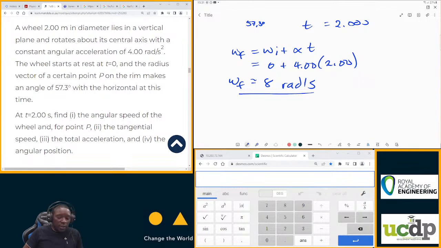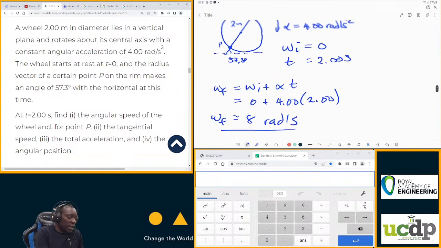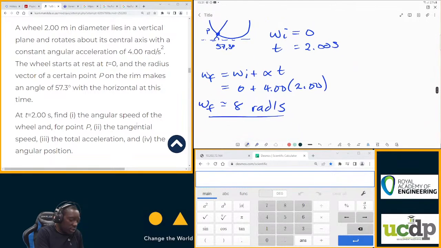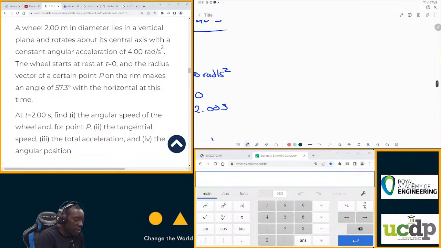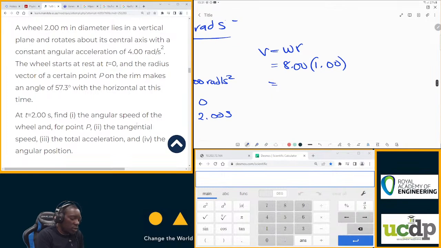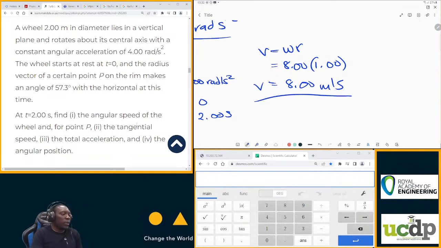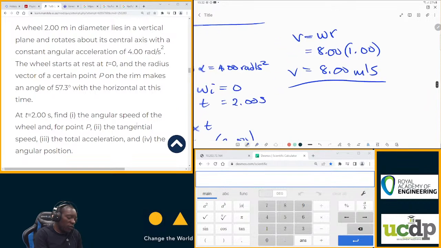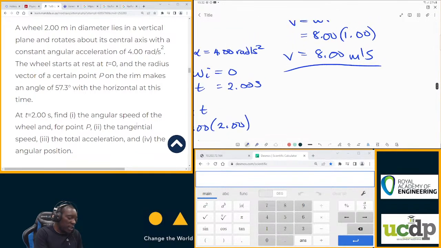Then the tangential speed. The tangential speed is like the linear speed after 2 seconds. Tangential speed is given by v equals omega r, and this is 8 multiplied by 1. Remember the diameter is 2 meters, so the radius will be 1. So omega times the radius gives us 8.00, sorry, this is now in meters per second. For a radius of 1 meter, the tangential speed is 8 meters per second.